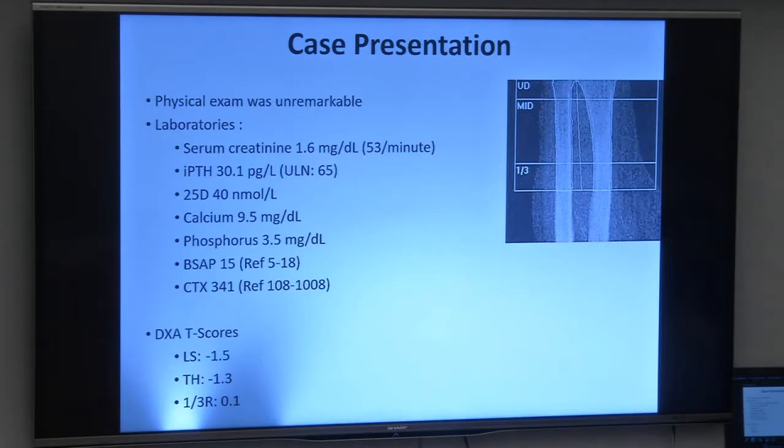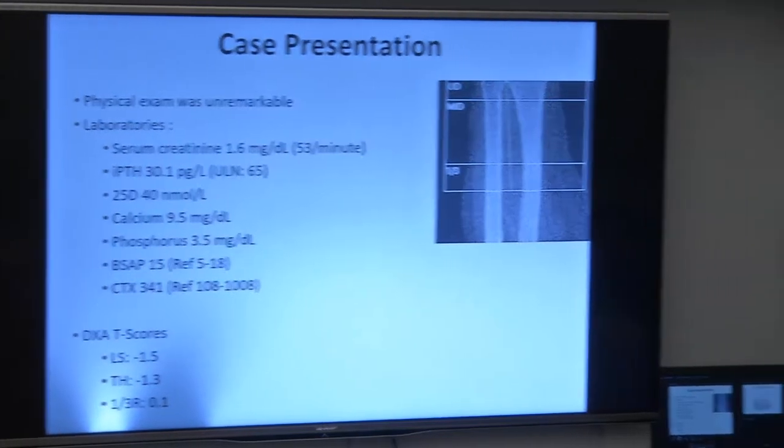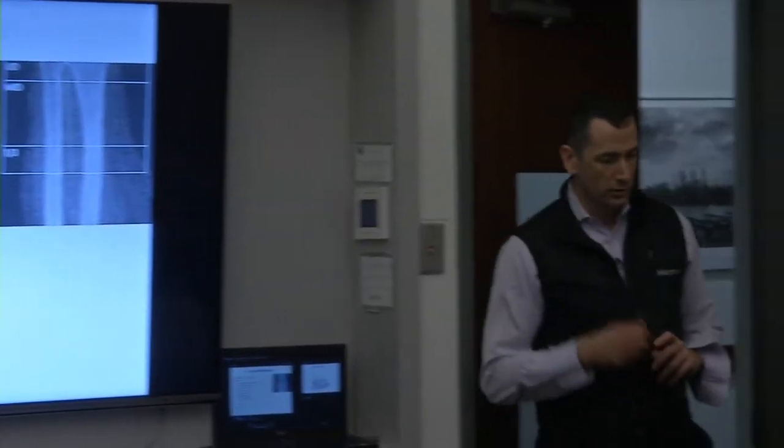So what would you do here? Anyone want to take a shot? Would you empirically treat, or would you? Yeah, she had three vertebral fractures. Yeah. Would you do a bone biopsy since there's some discordance between the bone turnover markers? So we have one bone biopsy.